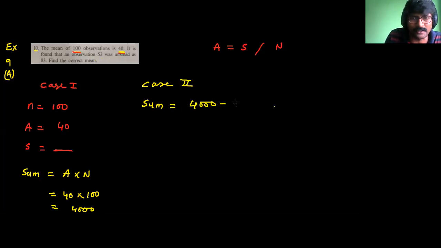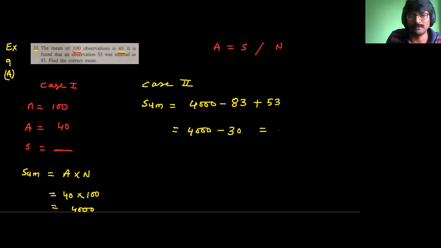They considered 83, whereas they were supposed to consider only 53. Are you understanding? They misread 53 as 83. So that's the reason, first of all, I'll have to remove this 83 and then I'll have to add 53. I hope you understood. So 4000, now I can do something like this also.